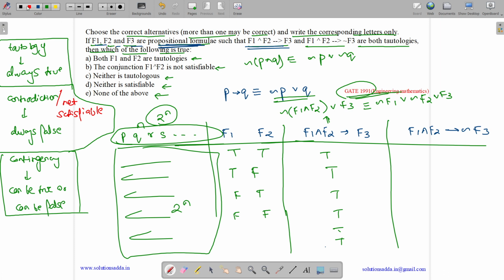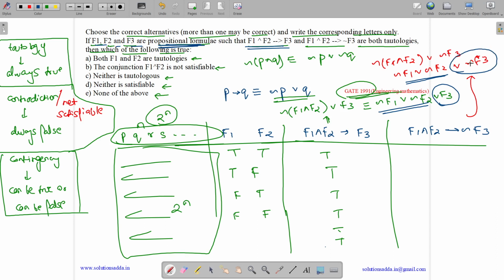Okay. Now let me expand the second term. If this is tautology, then it means negation of F1 and F2 or negation of F3 is a tautology. And if we expand this, then we get negation of F1 or negation of F2 or negation of F3 is a tautology. Now focus. Here we have two terms. This term is common in both. And here we have F3 or negation of F3.